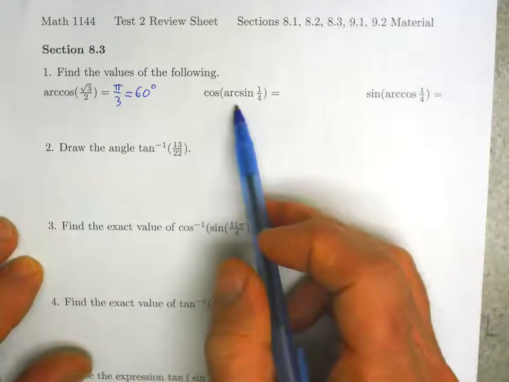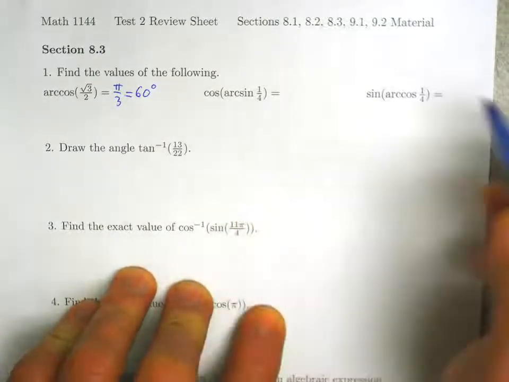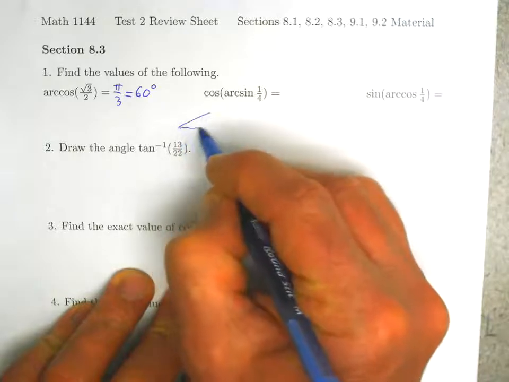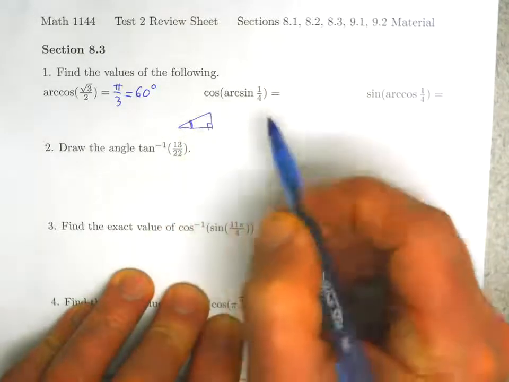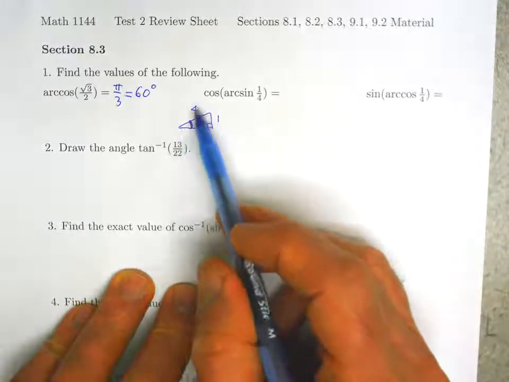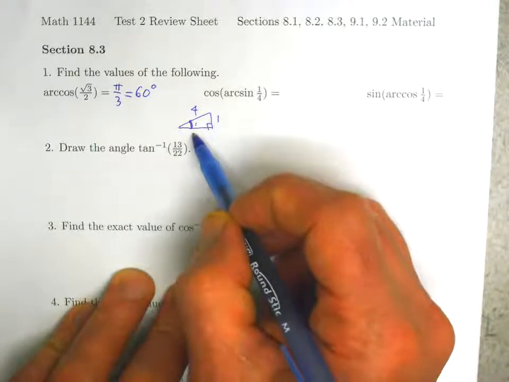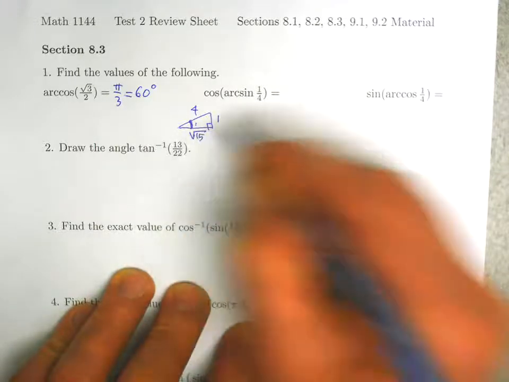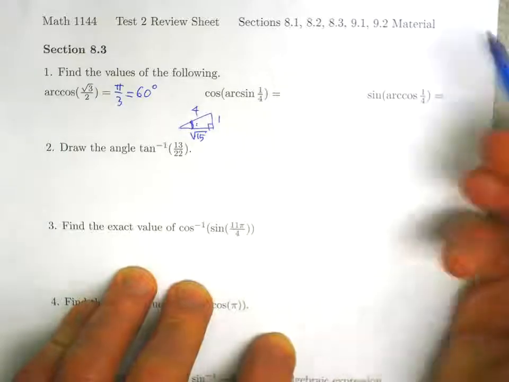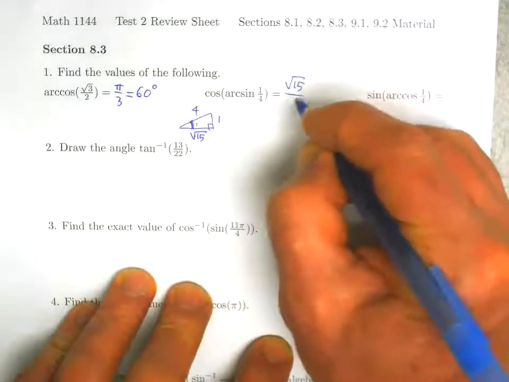Okay, for this one, the cosine of arc sine of 1/4, we want to find the cosine of the angle whose sine is 1/4. So for this one, we can draw a right triangle to help us. So the angle whose sine is 1/4, and we want to find the cosine of that angle, so we have to find the adjacent side. So using the Pythagorean theorem, this just turns out to be the square root of 15, right? Because 4 squared equals the square root of 15 squared plus 1 squared. Okay, so the cosine of this angle, whose sine is 1/4, is the square root of 15 over 4.